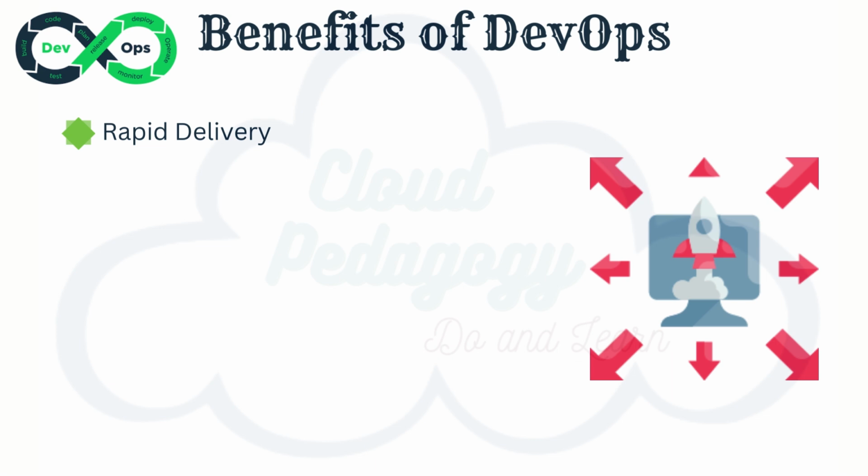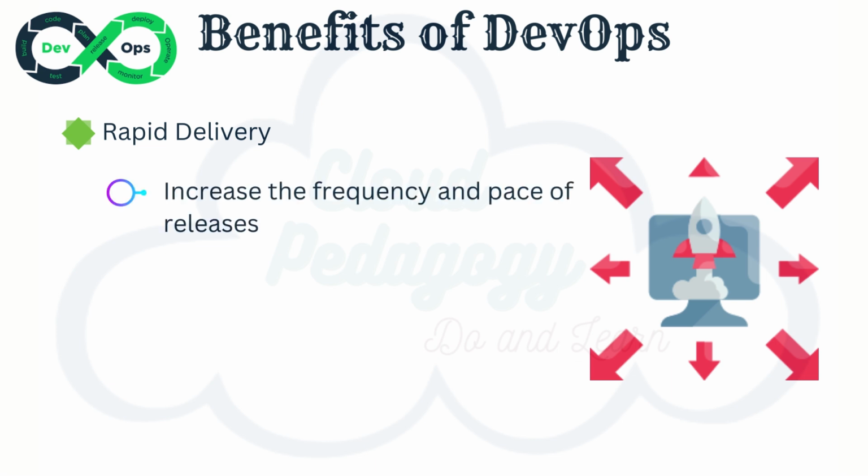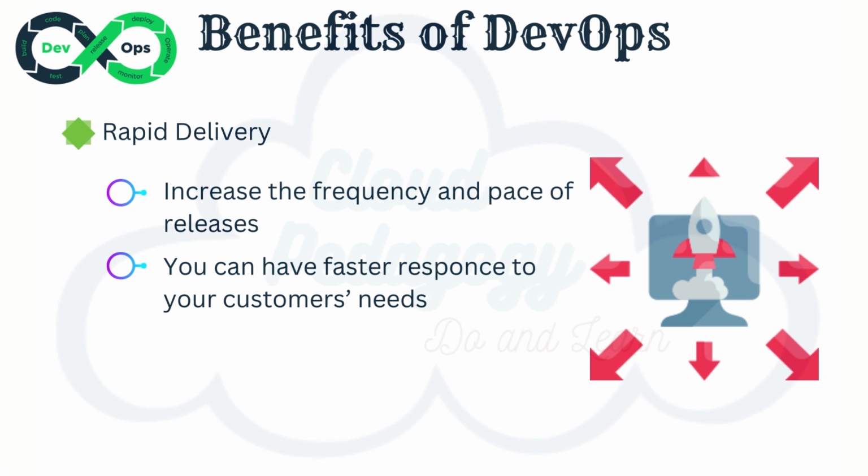Next, rapid delivery. Increase the frequency and pace of releases so you can innovate and improve your product faster. The quicker you release new features and fix bugs, the faster you can respond to your customers. And this accomplishes customers' needs and builds competitive advantage. Continuous integration and continuous delivery are practices that automate the software release process from build to deploy.